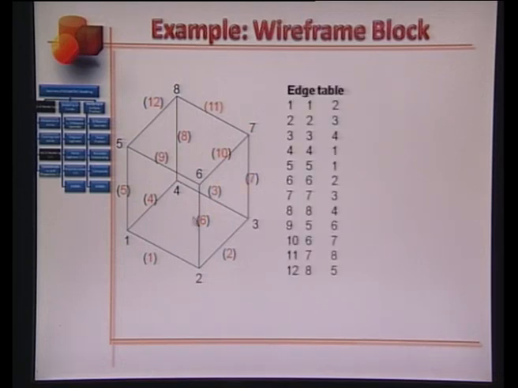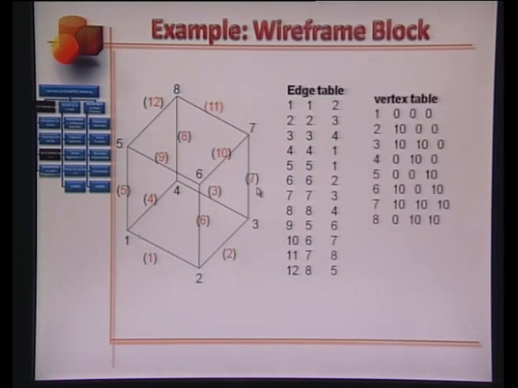First, the edge table suggests that edge 1 is connected to vertices 1 and 2. Edge 2 is connected to vertices 2 and 3. Edge 4 is connected to vertices 1 and 4, and so on. And the vertex table would record the x, y, and z coordinates of all the vertices or nodes.